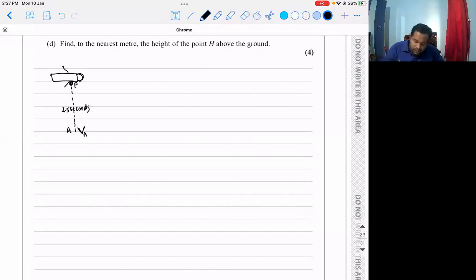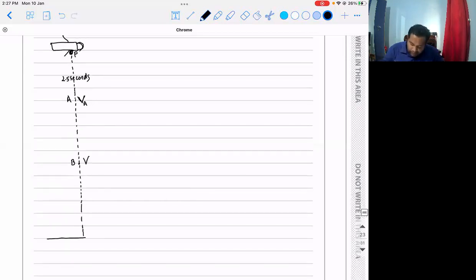Then from this point A, he decelerates and reaches point B. So the speed attained there was VB. Then he travels the remaining distance and reaches the ground with the same velocity.